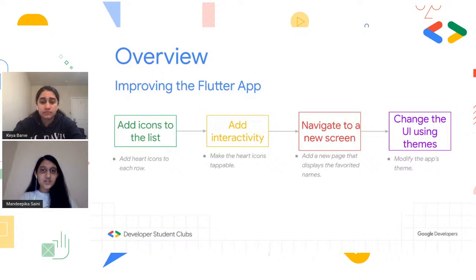And thirdly, we'll navigate to a new screen. We'll show you how to do that. So whatever items you favorite, you'll be able to see in a new screen. So you'll have one main page and a favorited page where only your favorited items will display. And lastly, we'll change the app's theme. So you'll basically add interactivity to what we developed in the first part of the Flutter workshops.